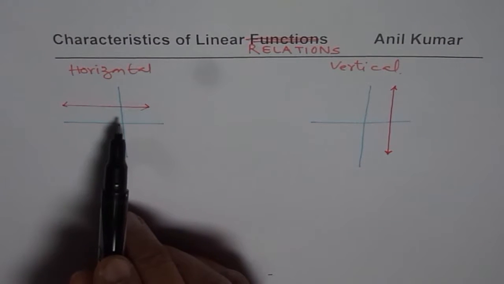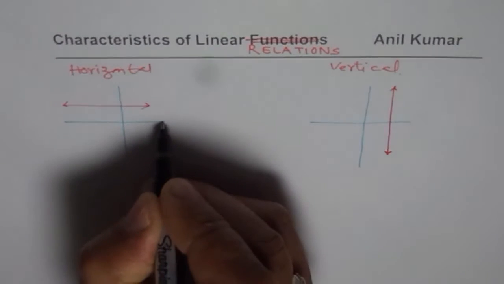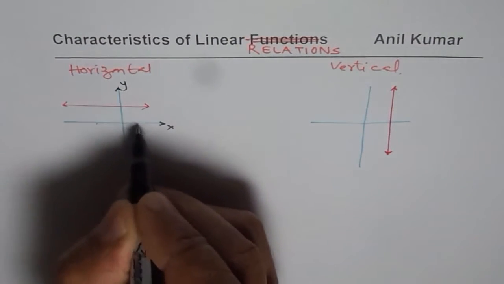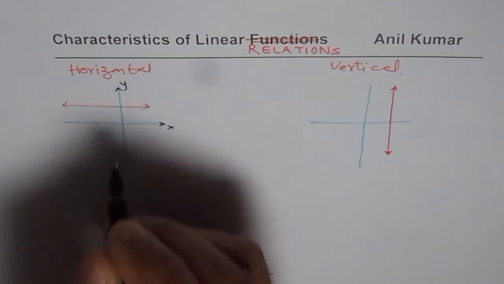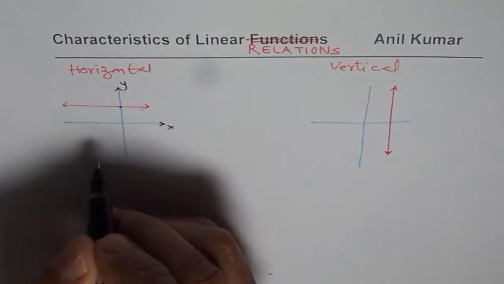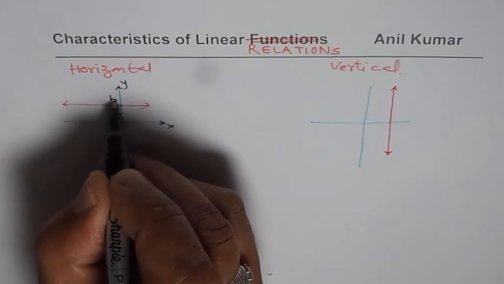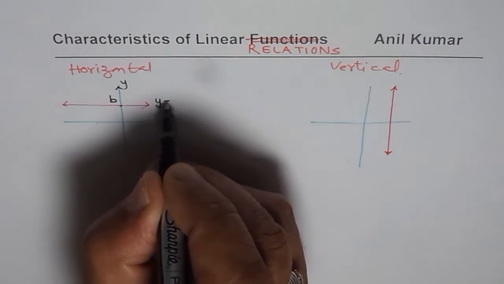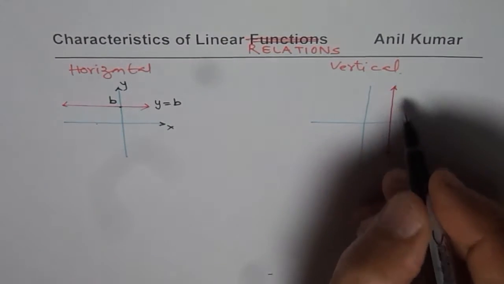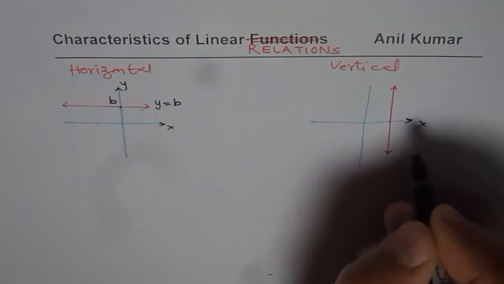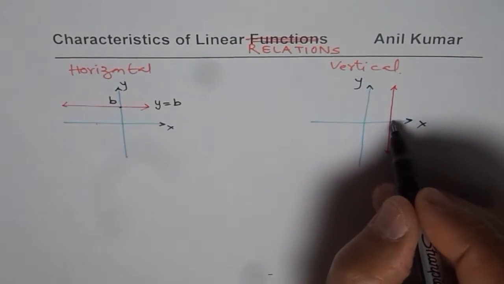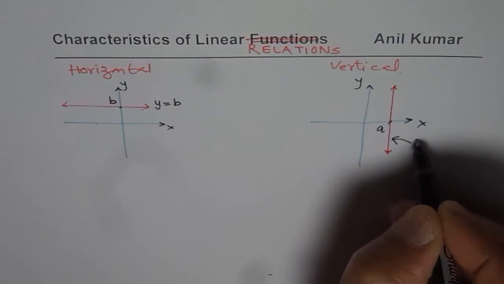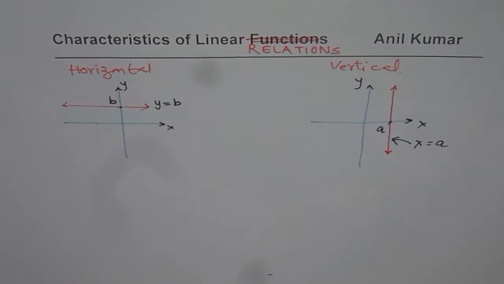Now the very first one, for each value of x, as you can see here, we have a unique value of y. So for every x we have a unique value of y. It could be the same. Let us say this value is the y-intercept, at b. So the equation of this line is going to be y equals b. In the second case, when we are talking about a vertical line, the x value remains the same. Let us say the x-intercept is a. In that case, the equation of the line is x equals a.